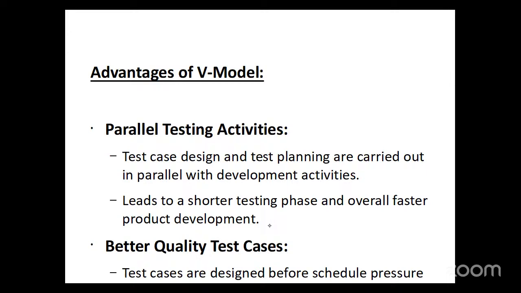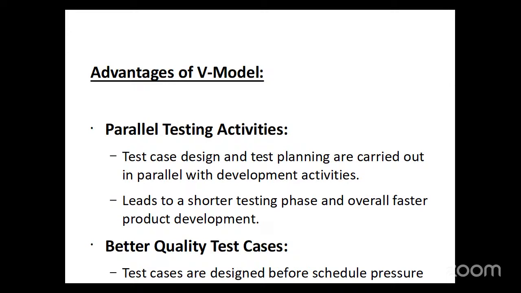So then comes the advantages. We are having some drawbacks in the waterfall model. That's why we are moving on to the V model. So it should have some advantages, because everyone expects better results from each and every model that we are choosing, right? So what are the advantages?